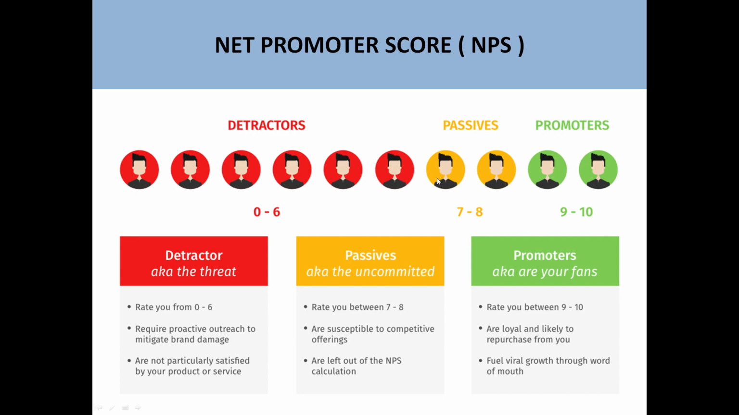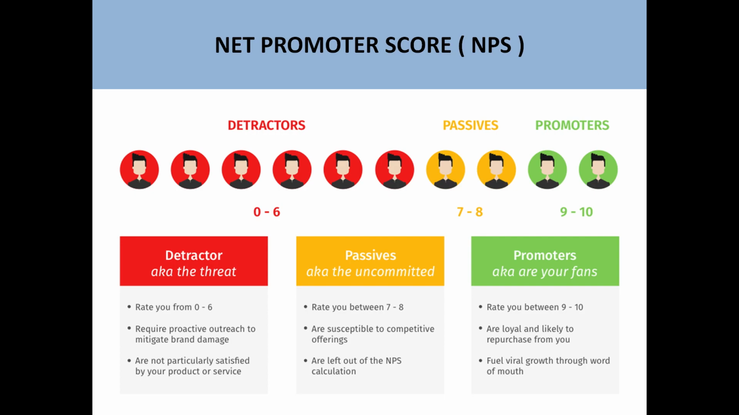Next is the passives, which are 7 to 8. 7 to 8 means that these are the yellow customers, yellow color, and they are basically the satisfied customers, but they are basically mediocre. You can say if they get any better product, they will definitely move on to that product. So these are the satisfied customers. They are good for your product.